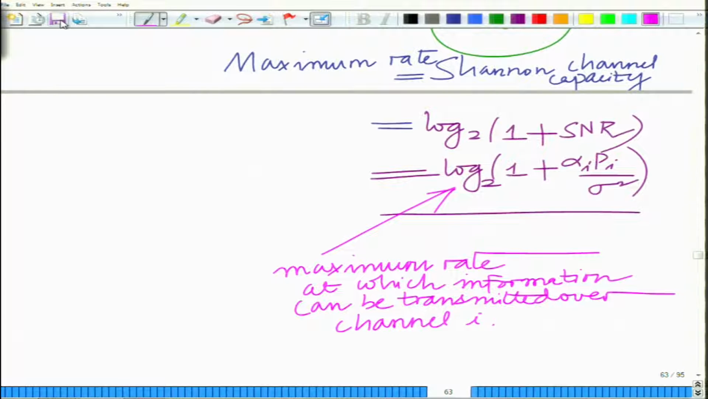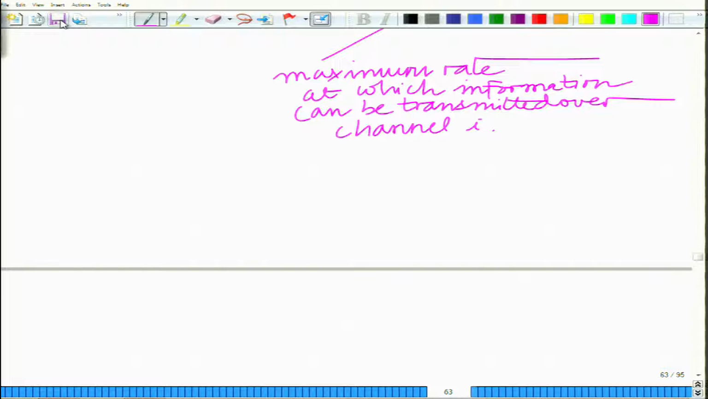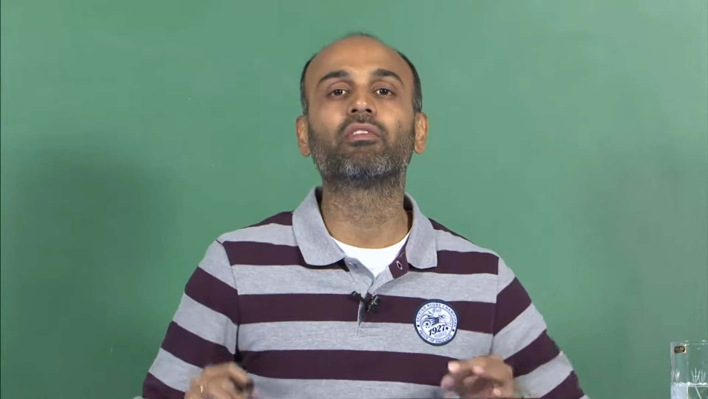Maximum rate at which information can be transmitted over channel i. So, this is the maximum rate at which information can be transmitted across channel i. Now, therefore, what is the sum rate, the maximum sum rate of information transmitted across all these n parallel channels?